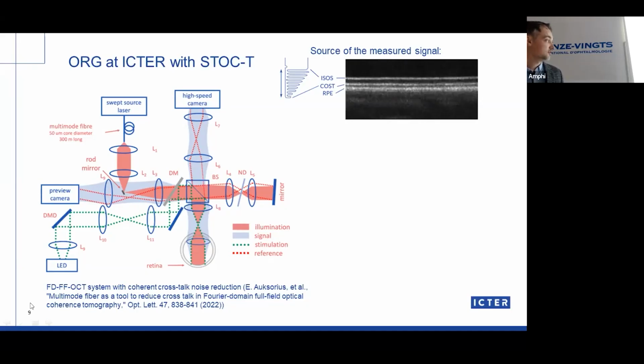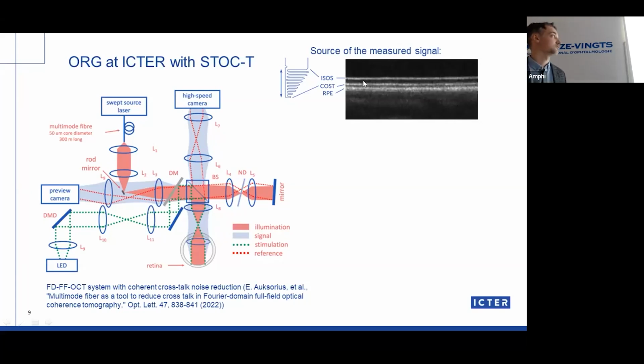In addition to that, we have a stimulus path. This is a white light LED from Thorlabs. We have a DMD, which allows us to project patterns. It's conjugated with the retina surface. And as I mentioned, we track the phase between the inner segment, outer segment junction and outer segment tips.